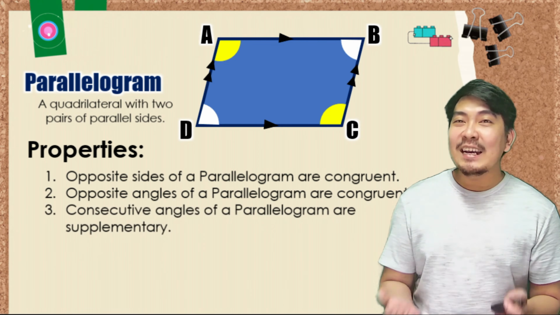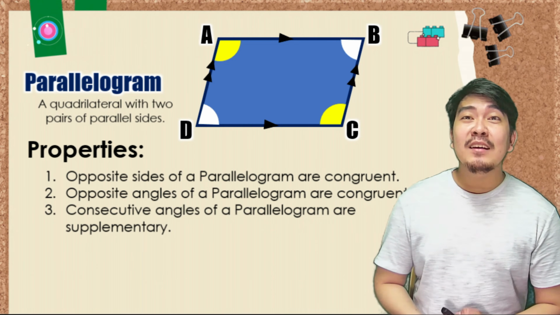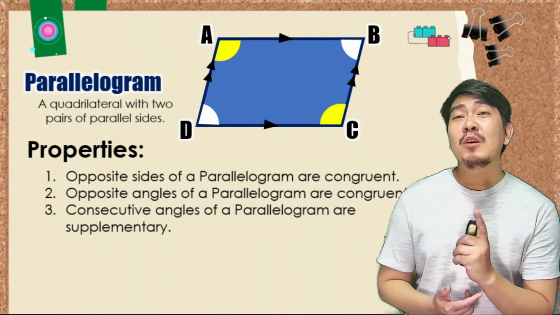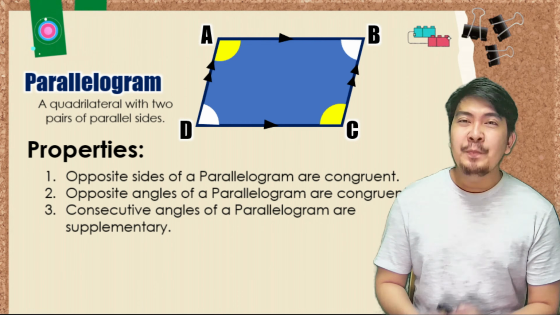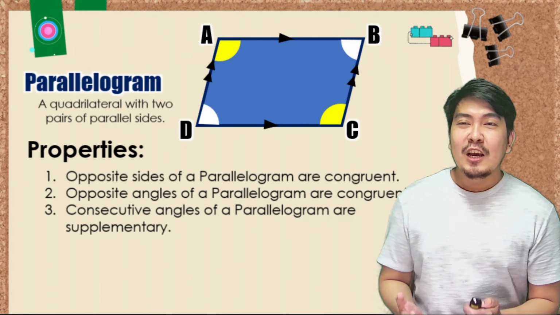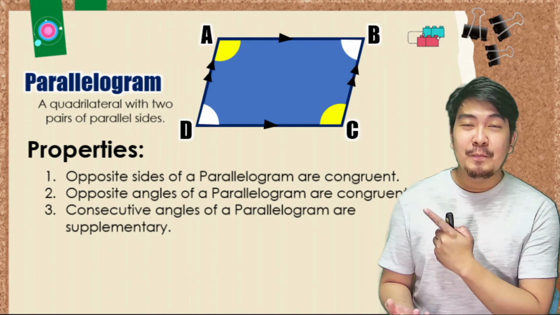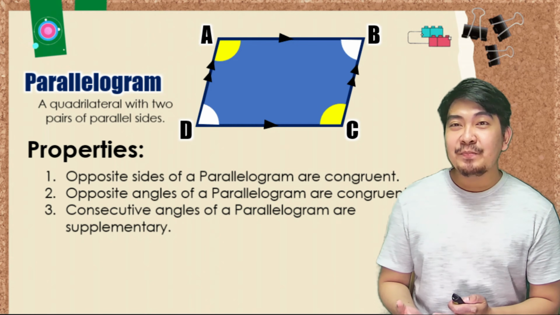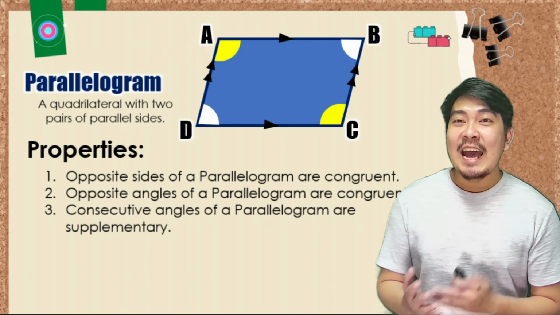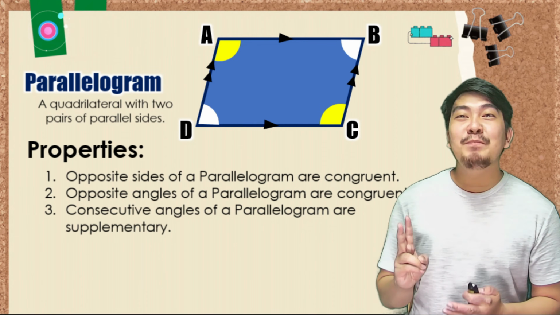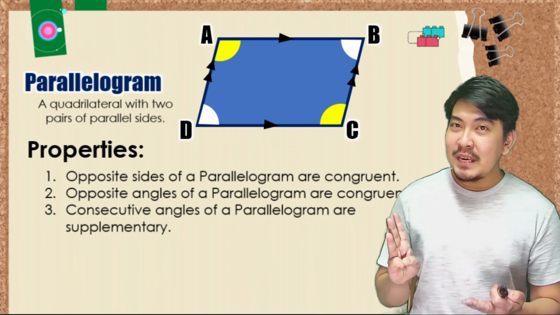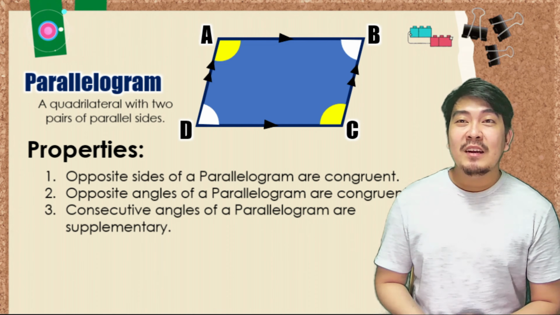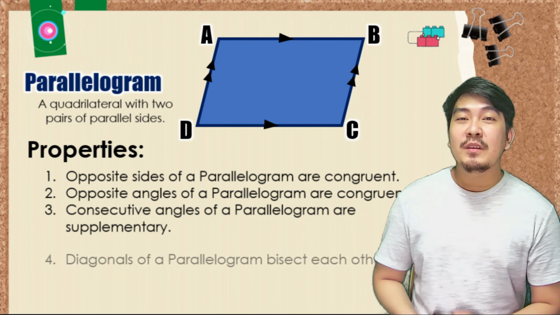Another property with angles of a parallelogram, consecutive angles of a parallelogram are supplementary. So when we talk about supplementary, the sum of the two angles must be equal to 180 degrees. So what are the consecutive angles here? Meron tayong apat na pares. The first one, angle A and angle D. Angle D and angle C. So that is the second pair. The third pair is angle C and angle B. The fourth pair, angle B and angle A. They are supplementary.